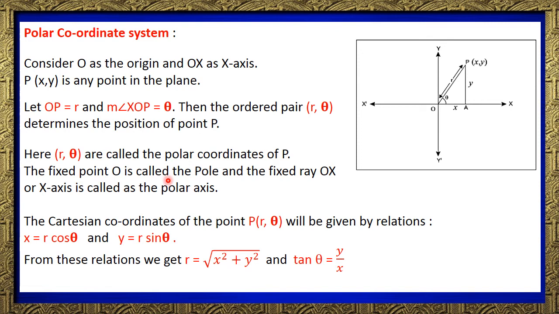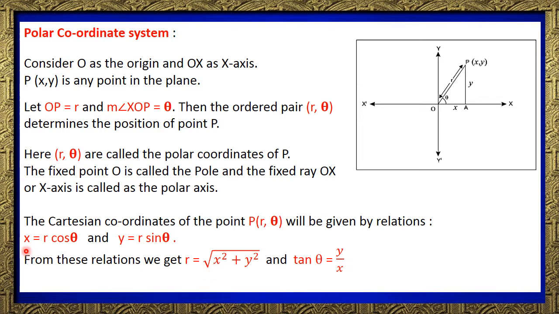The fixed point O is called the pole, and the fixed ray OX or x-axis is called as the polar axis. Now the Cartesian coordinates of the point P(r, theta) will be given by the relation x is equal to r cos theta and y is equal to r sin theta. These relations are obtained by the definition of cos theta and sin theta by using this right angled triangle in the diagram. From these relations we get r is equal to root of x square plus y square, and tan theta is equal to y upon x.